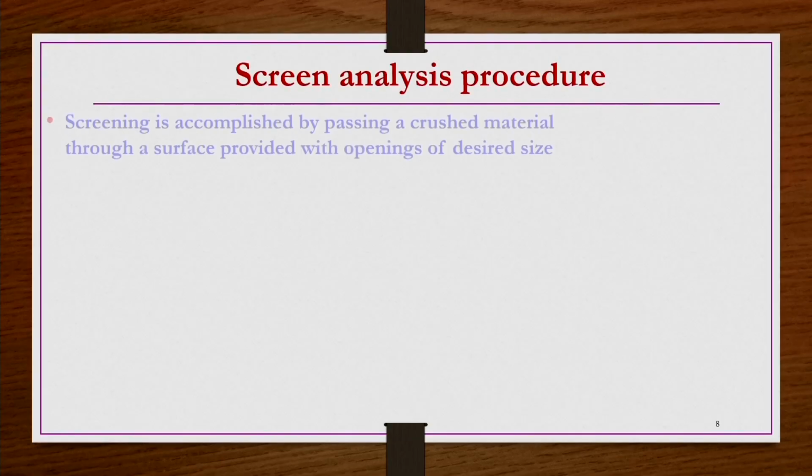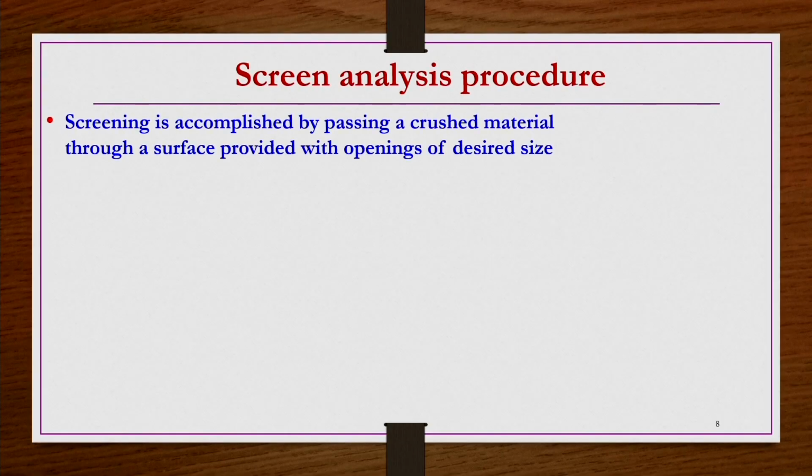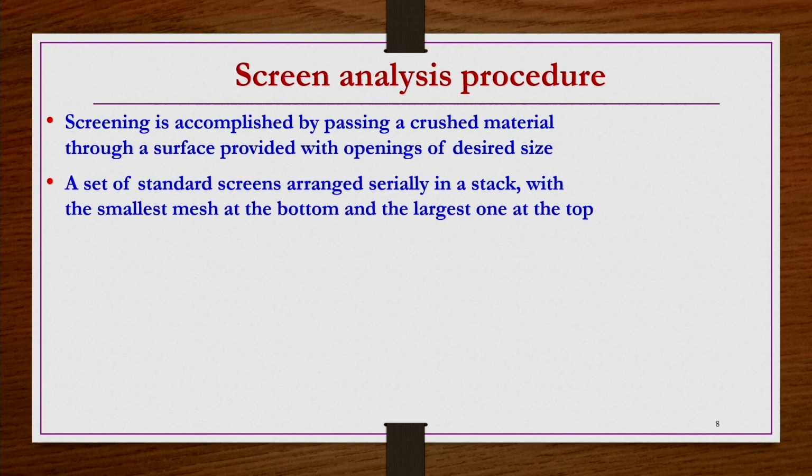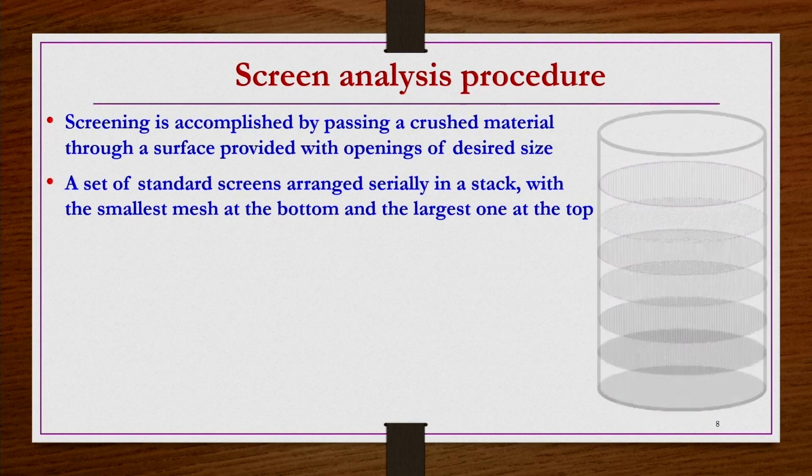How to do the screen analysis? Screening is accomplished by passing a crushed material through a surface provided with openings of desired size. That is what screening is about in general. So, in the screen analysis, a set of standard screens is arranged serially in a stack with the smallest mesh at the bottom and the largest one at the top. So, that is something like this.